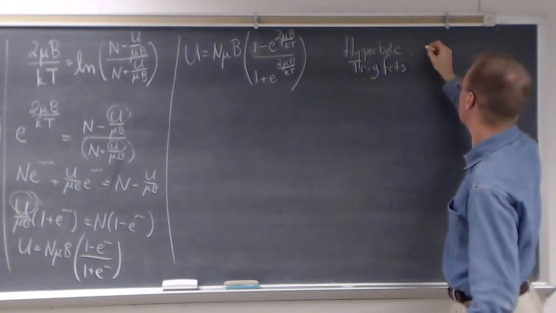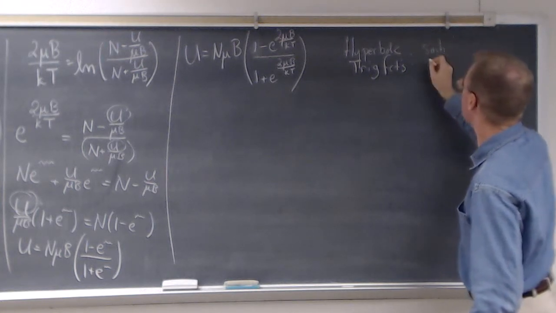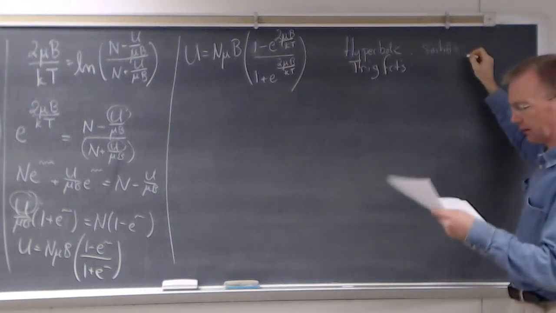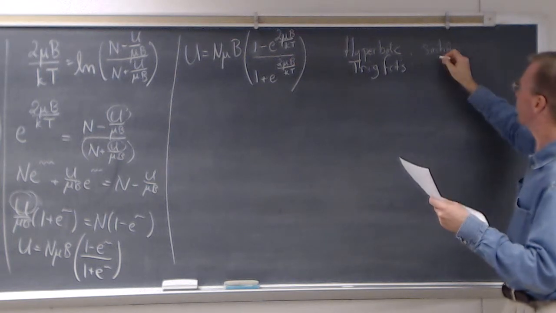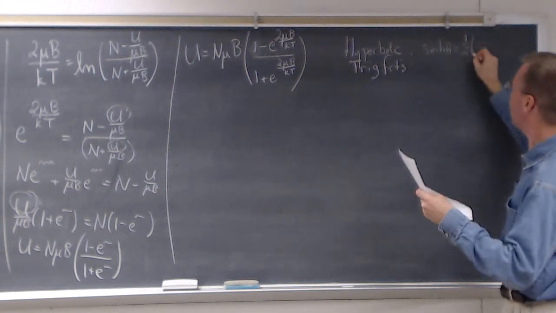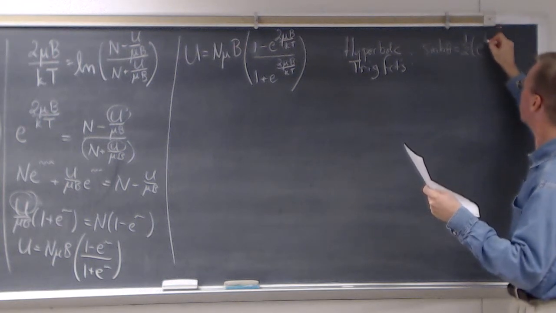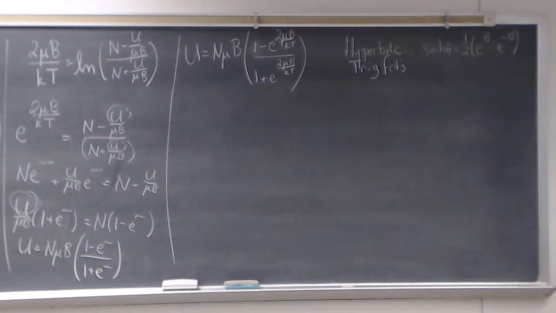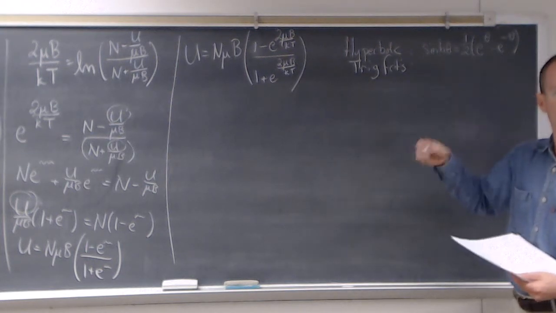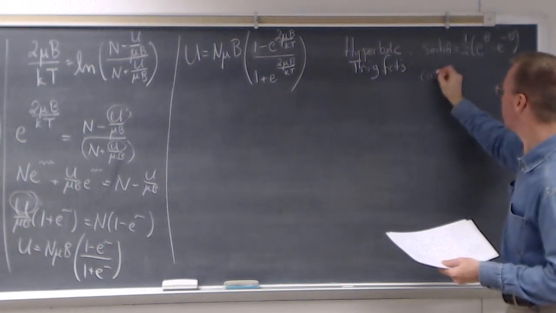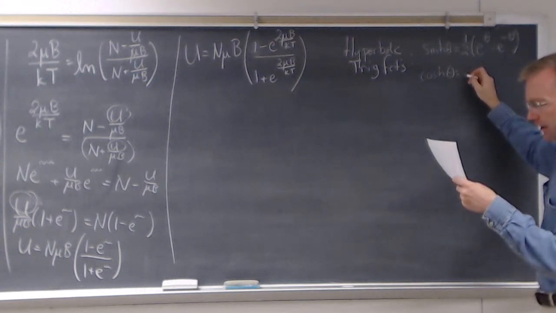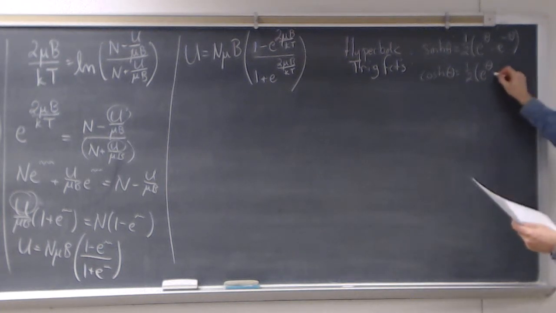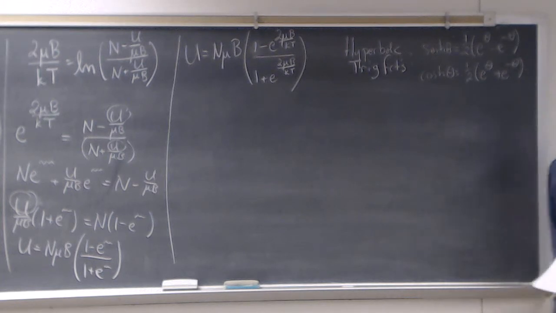Okay, hyperbolic sine, S-I-N-H for hyperbolic, usually pronounced sinh, is equal to, so sinh theta is 1/2 e to the theta minus e to the minus theta. Cosh, hyperbolic cosine, C-O-S-H for hyperbolic, is 1/2 e to the theta plus e to the minus theta.